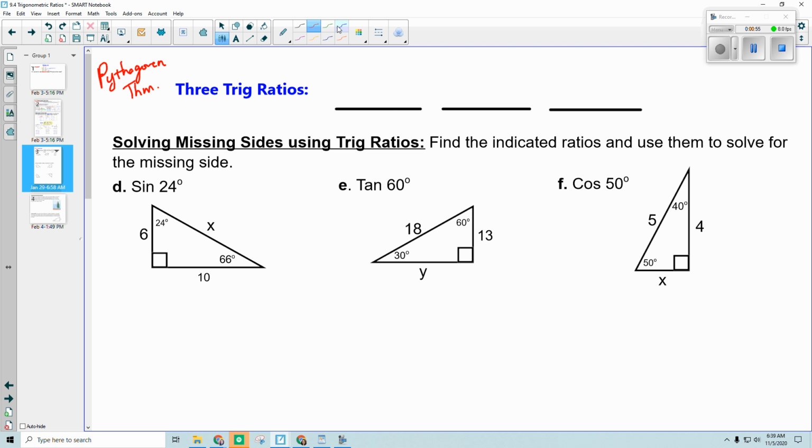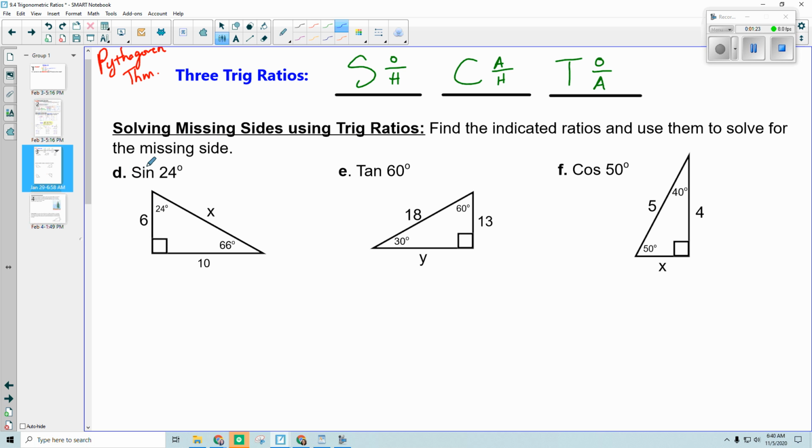Okay, so at the top of our paper, we're going to just write TOA to help us remember all of the trig ratios. Okay, so the next set of problems we'll look at is we're going to find the indicated ratios, so the indicated fractions, and then use them to solve the missing sides.